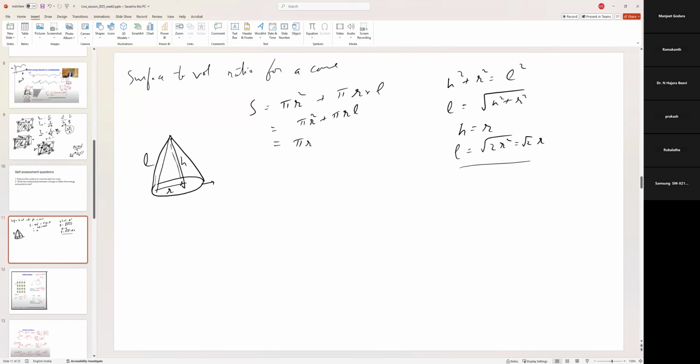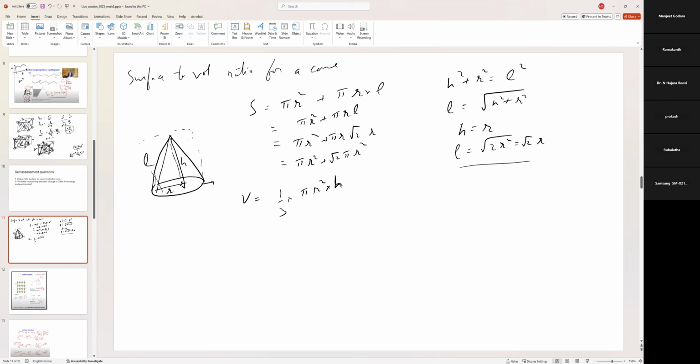And this becomes pi r square plus pi r L. The volume is one third the volume of the cylinder formed by this cone. So one third pi r square into h. This is the volume.